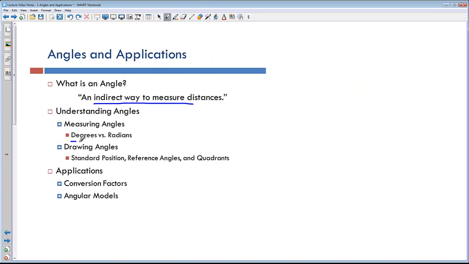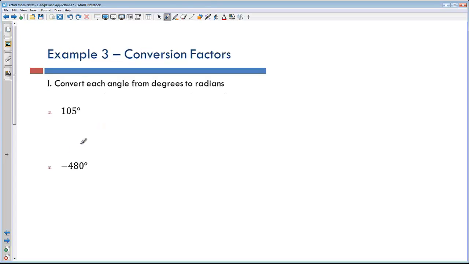We've talked about degrees versus radians on a unit circle. And we drew some angles using standard position, talking a little about reference angles and quadrants. And we want to finish up with some applications. So, of course, there are two ways to measure angles, degrees and radians. We would like to be able to convert between the two.